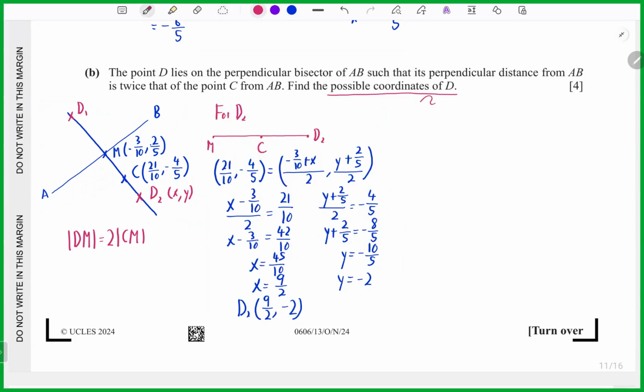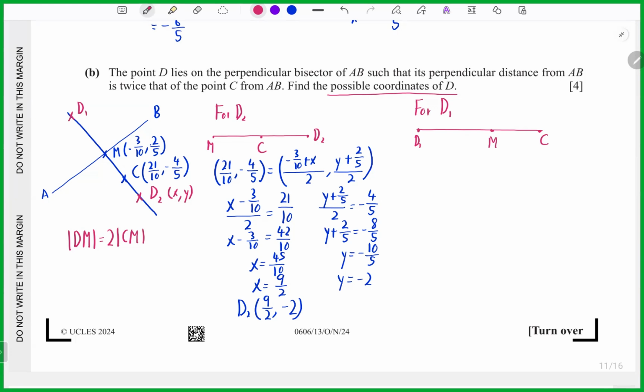Okay, now we discuss D1. Now I try to sketch it. This is your D1, right? This is your midpoint M, and this is your C. A is quite far. This is your M, and this is the coordinate of C.